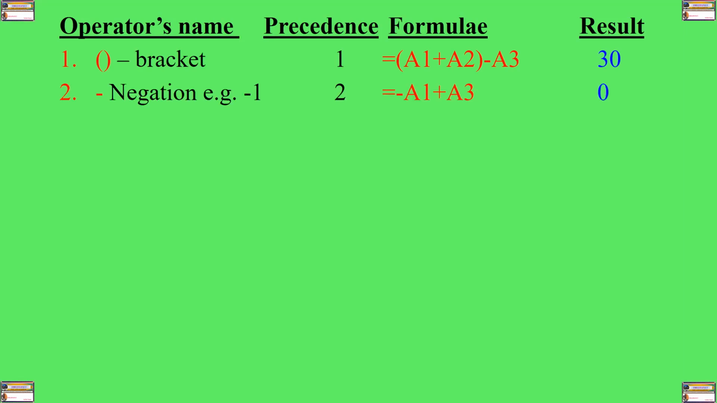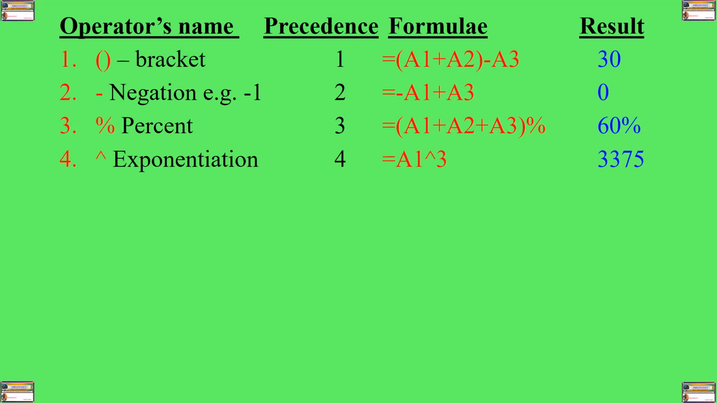The second operator in the order of precedence, that is precedence number 2, is the negation, whose sign looks as follows, for example, -1. So if you have a formula, like for example, equals -A1 plus A3, it will be -15 plus 15, and that will give us 0. The third operator in the order of precedence is the percent. It is usually order number 3. An example of such a formula is equals A1 plus A2 plus A3, and whatever you get, its percentage. So in this case, you get 60%.